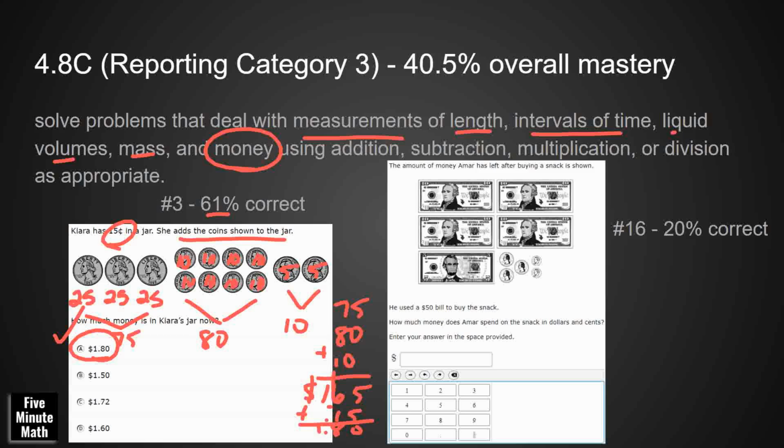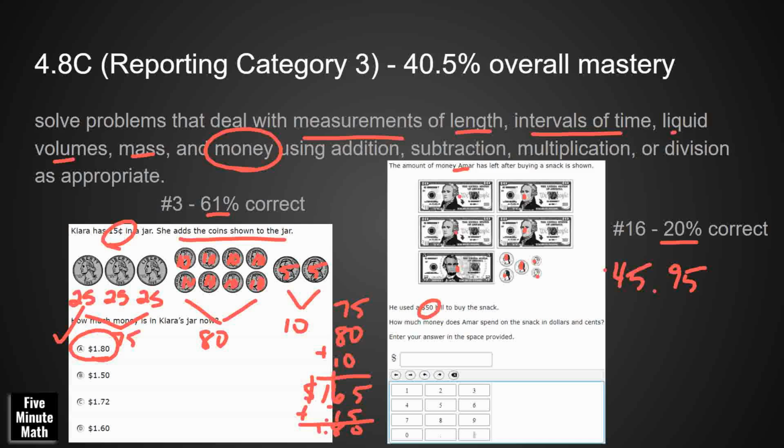This one, number 16, look at this, 20% correct, but it's another tech enhanced item. You either got it right or you got it wrong. So we had this amount of money left over after buying a snack. So let's figure out how much money we have showing. We got 10, 20, 30, 45. So I've got 45, and then I've got 25, 50, 75. These are dimes. 85, 95. I've got 45, 95 left after buying a snack.